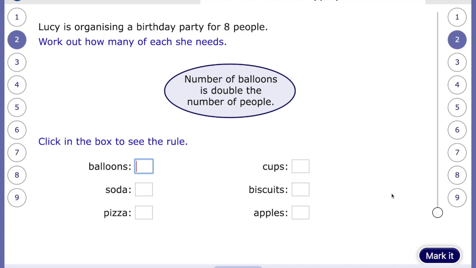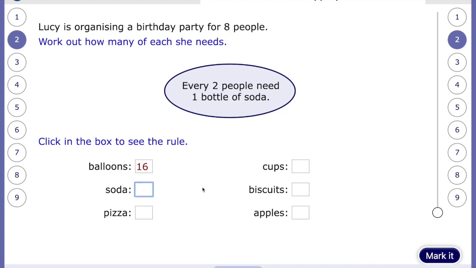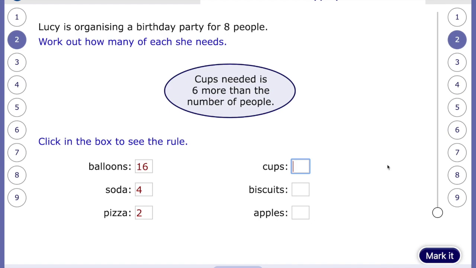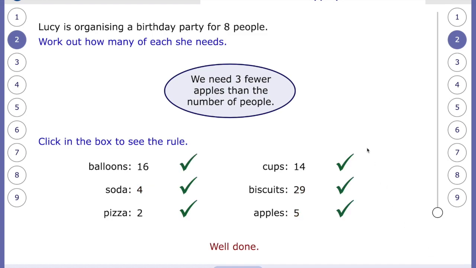So if we look down here, we can start to work out how many she needs. The number of balloons is double the number of people, double 8 is 16, so she's going to need 16 balloons. If every 2 people need 1 bottle of soda, she's going to need 4 bottles of soda. If you need 1 pizza for 4 people, 4 into 8 goes twice, so she needs 2 pizzas. Cups needed is 6 more than the number of people, well 6 add 8 is 14. Biscuits, 3 biscuits per person plus 5 extra, so 3 eights are 24, plus 5 is 29, so she's going to need to make 29 biscuits. And for apples, she needs 3 fewer apples than the number of people. Well, 8 take away 3 is 5, so if we mark it, hopefully, we're correct.